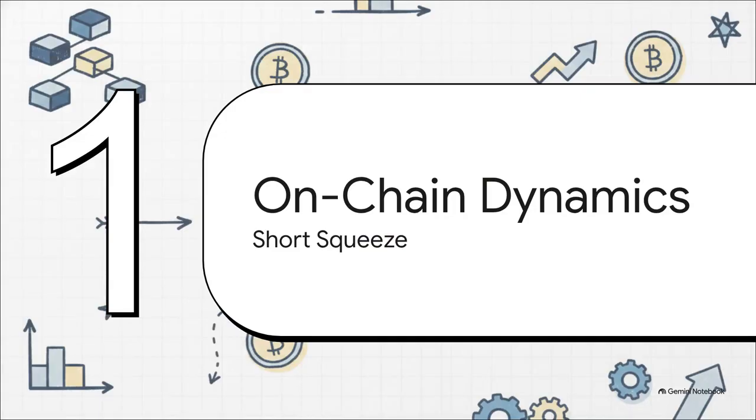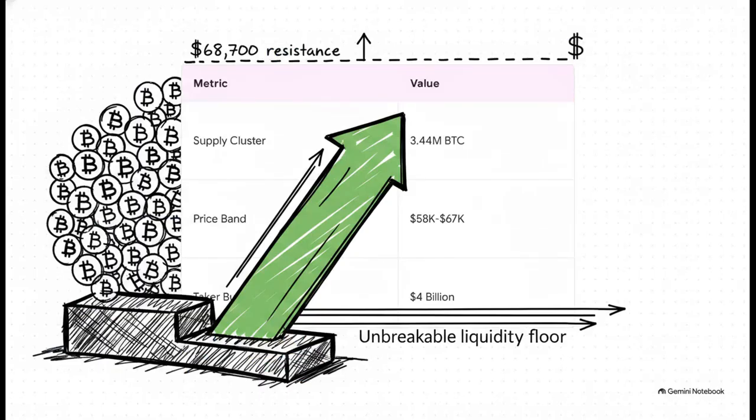Let's move to Section 3, on-chain dynamics and short squeeze. We've got the macro liquidity and the regulatory alpha. Now let's drill into the on-chain microstructure that weaponized it all. While retail investors probably thought the market was just moving sideways for the last few months, a massive supply cluster was secretly forming on-chain.